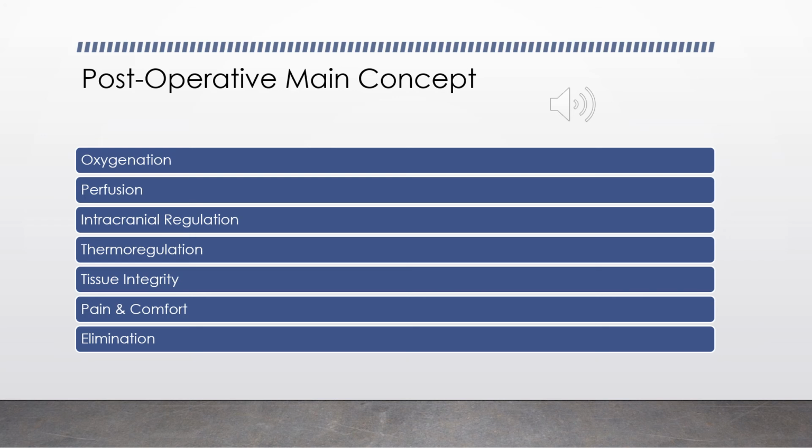Tissue integrity, you've got an incision there. Pain and comfort, you've got an incision there. They're going to be in pain. For elimination, don't forget that anesthesia puts the body to sleep altogether. So a person can wake up from the anesthesia, but it takes longer oftentimes for the bowels to wake up. So they're at risk for paralytic ileus. So we want to make sure that the patient gets up and ambulates, because that's going to stimulate the GI tract and hopefully wake that up, and we don't want complications in that elimination concept.